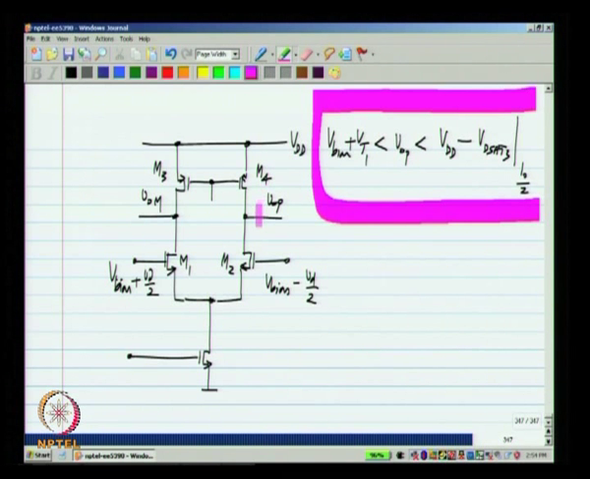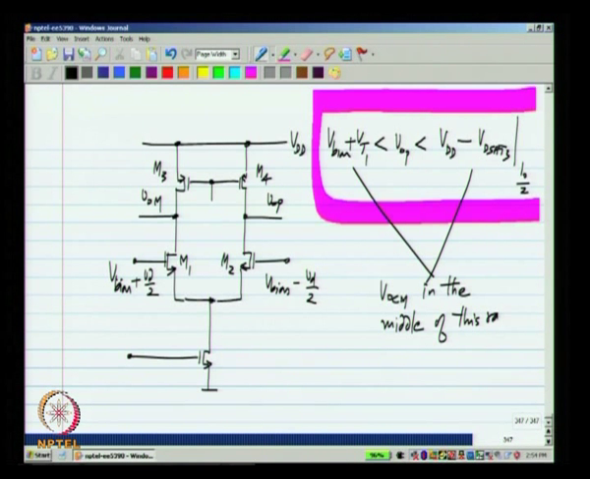Now, in quiescent condition VOP and VOM will be equal to VOCM, okay, and we should set VOCM to be in the middle of this range. So that this is VOCM and you have the maximum possible room for VOP and VOM, okay. That is the idea. So, that is how you select VOCM.